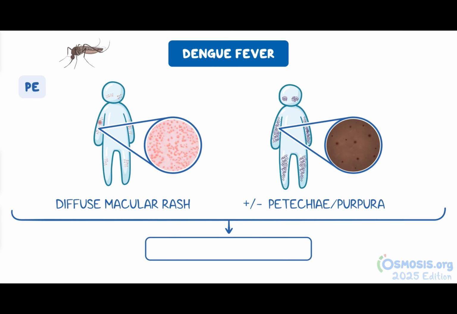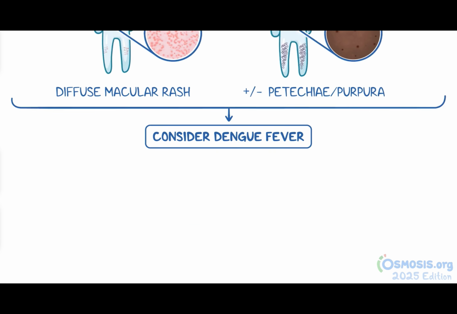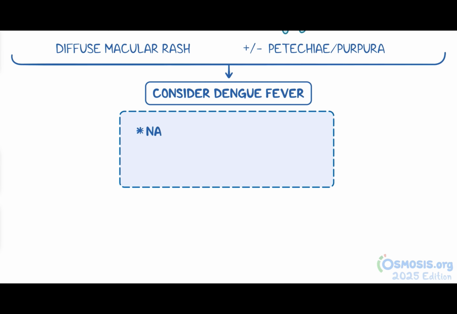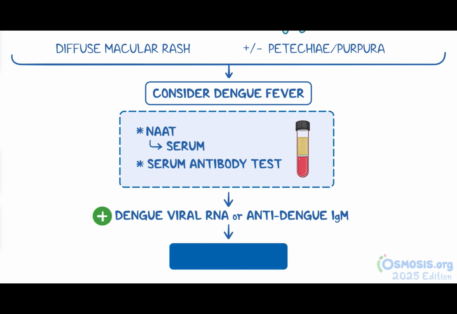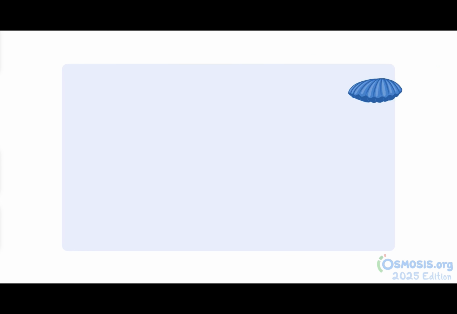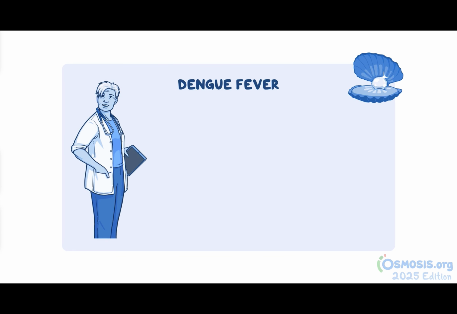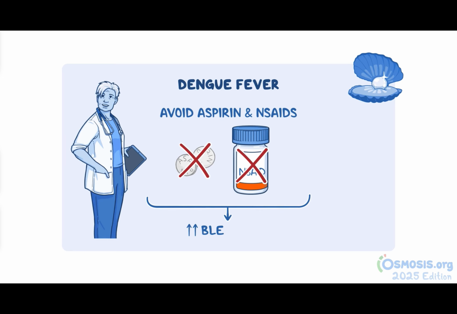With these findings, consider dengue fever and order nucleic acid amplification testing, also known as NAAT, of serum or serum antibody testing. If the results are positive for dengue viral RNA or anti-dengue immunoglobulin M, diagnose dengue fever. Here's a clinical pearl. Patients with dengue fever should avoid aspirin or other NSAIDs due to an increased risk of bleeding.